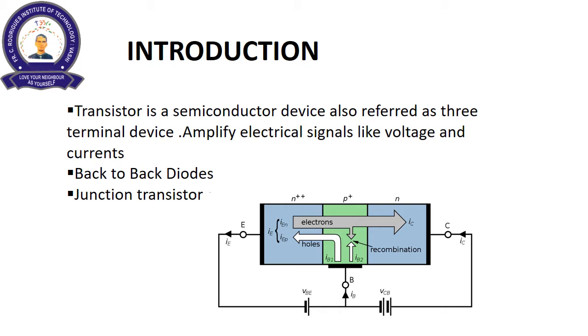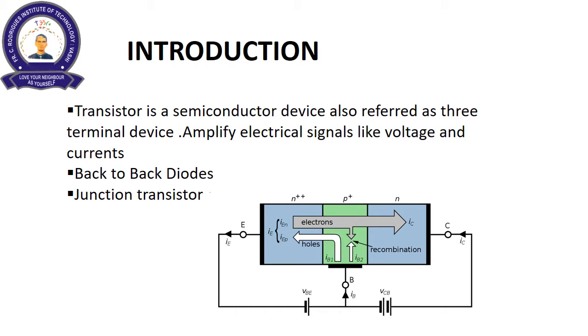Introduction. The way to define the transistor is a semiconductor device which is almost always represented as a 3-terminal device and is used for amplifying electrical signals, voltage and current, both in amplitude as well as frequency. It is a back-to-back connected diode. It is also referred to as a junction transistor.